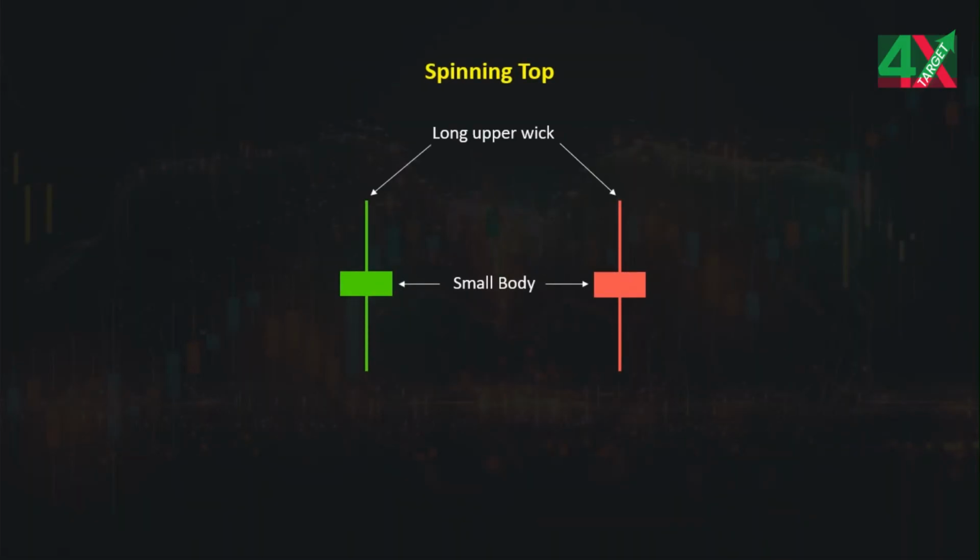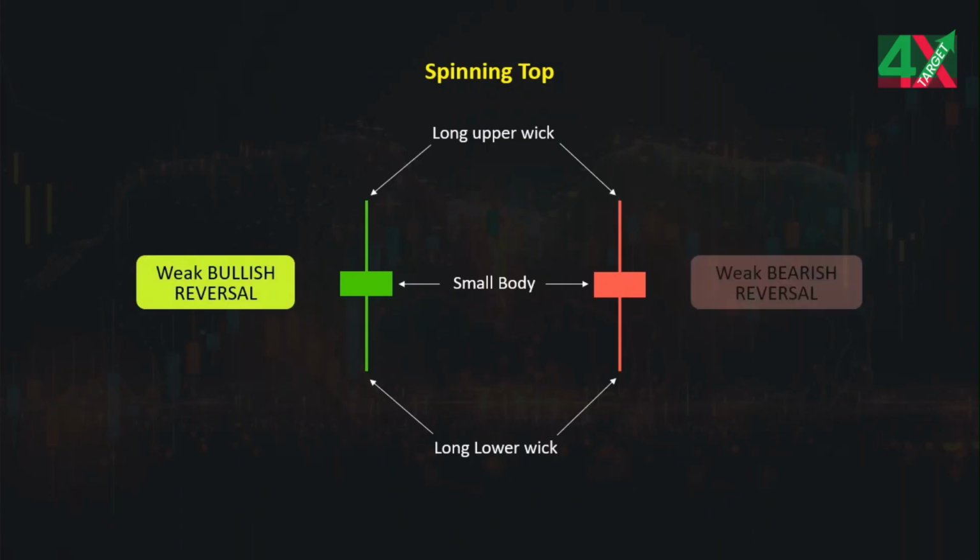Another important single candlestick formation is the spinning top, which has a small real body with long upper and lower wicks. While the spinning top itself signals a weak reversal, the next candle after the spinning top provides crucial insight into the market's next likely move, when found at key levels.